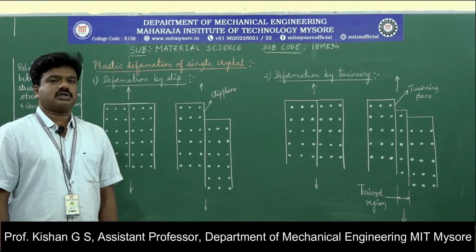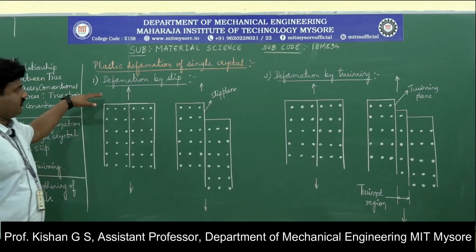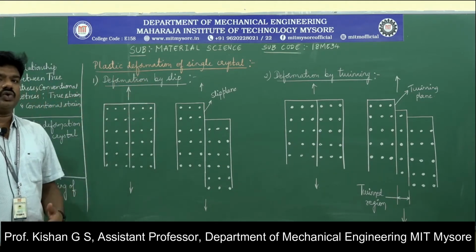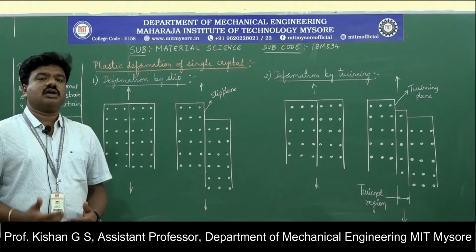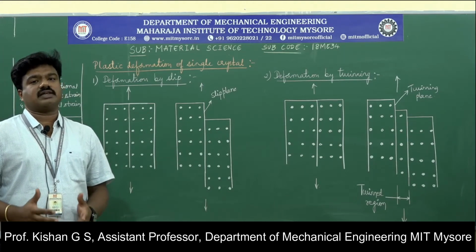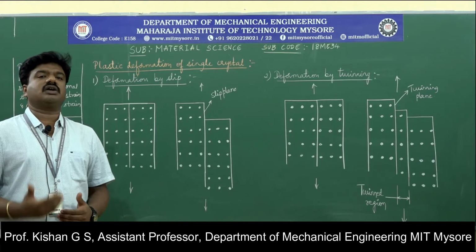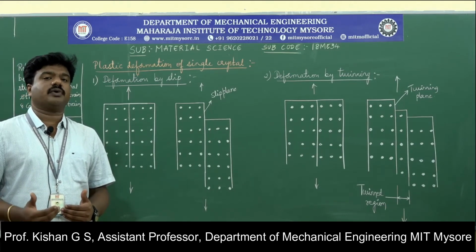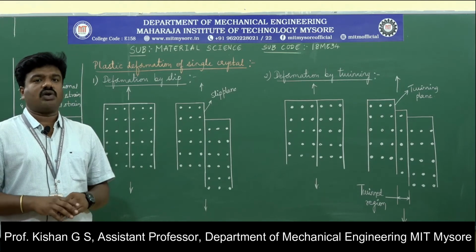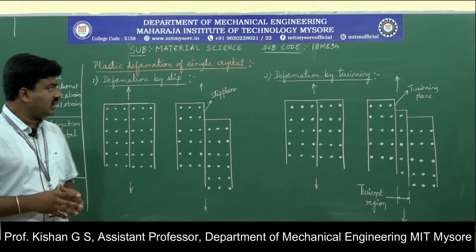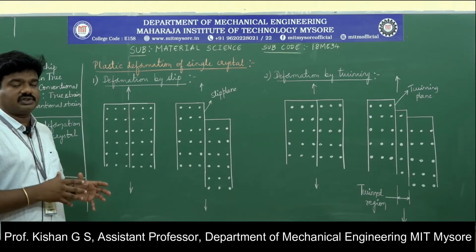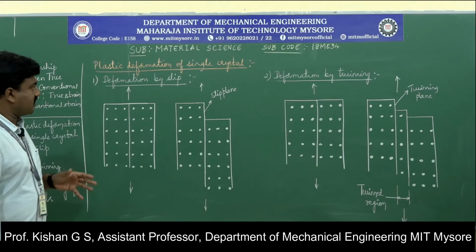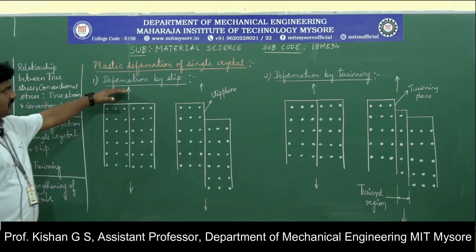Now we shall discuss the topic plastic deformation in single crystal. When the material is loaded beyond the elastic limit, the material is said to be in the plastic limit. Upon further increase in the load, the material fails in the plastic region at a particular point called fracture. Here we are going to study different types of deformation that occur when the material is in plastic limit. The first one is plastic deformation by slip.